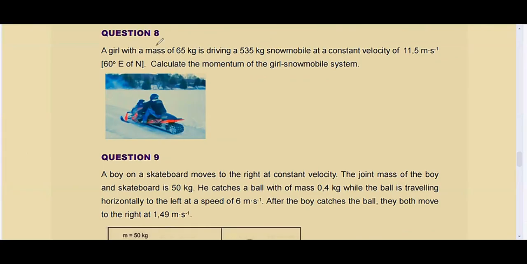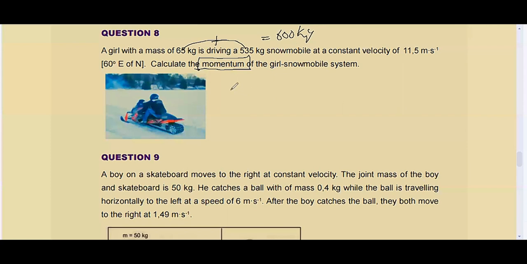Okay, so we have question 8. It says a girl with a mass of 65 kg is driving a 535 kg snowmobile at a constant velocity of 11.5 meters per second, 60 degrees east of north. Calculate the momentum of the girl's snowmobile system. So the first thing that we need to figure out here is the combined mass of the girl and the snowmobile. So we just go 65 plus 535. This gives us 600 kg. So the whole system is 600 kg.